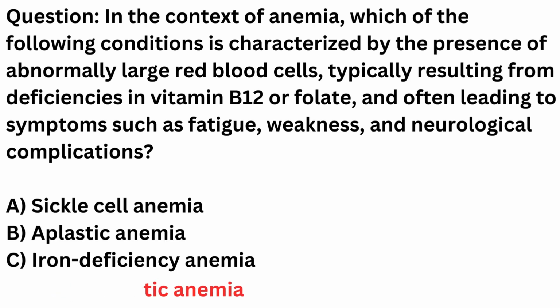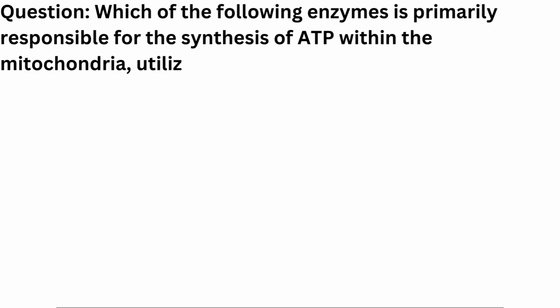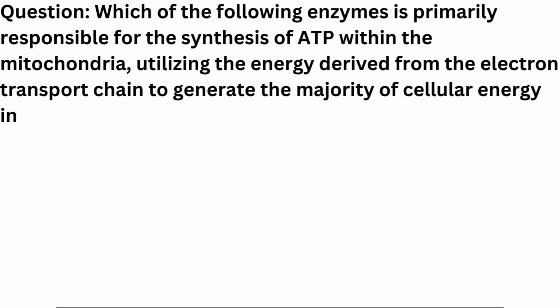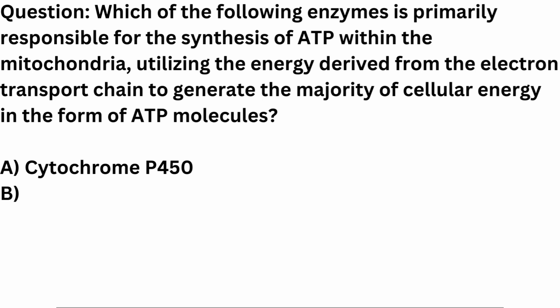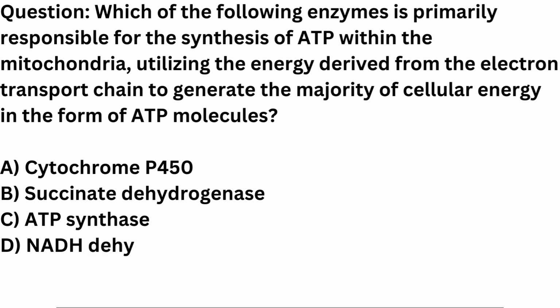Megaloblastic anemia. Question. Which of the following enzymes is primarily responsible for the synthesis of ATP within the mitochondria, utilizing the energy derived from the electron transport chain to generate the majority of cellular energy in the form of ATP molecules? A. Cytochrome P450. B. Succinate dehydrogenase. C. ATP synthase. D. NADH dehydrogenase. Correct answer is C.